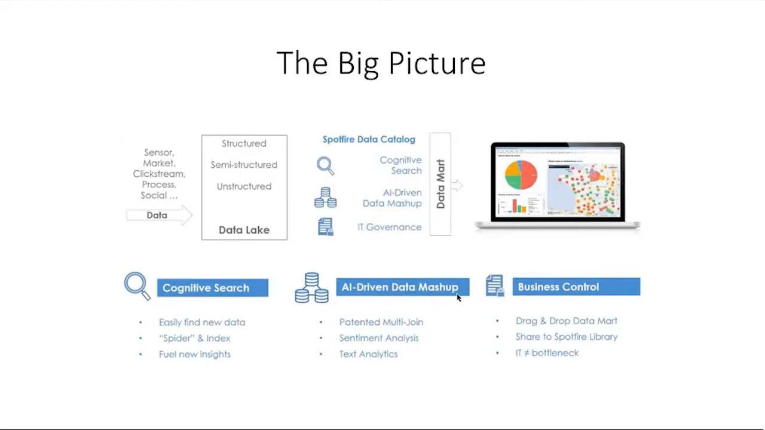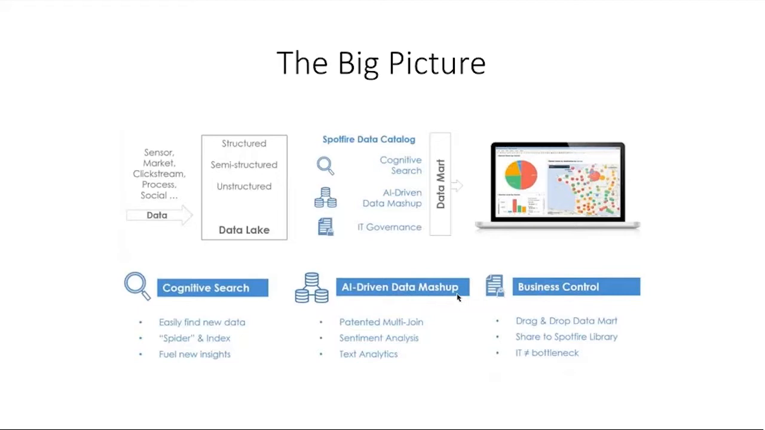We would have a variety of data streams, sensor data, or different kinds of data coming into the data lake that would be acted upon by the Spotfire data catalog, and it would perform one of these three things. It would do a cognitive search, an AI-driven data mashup, or governance.